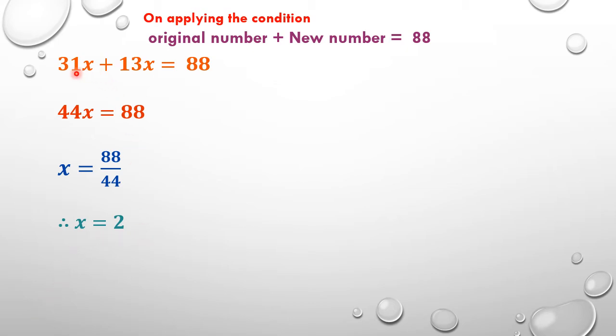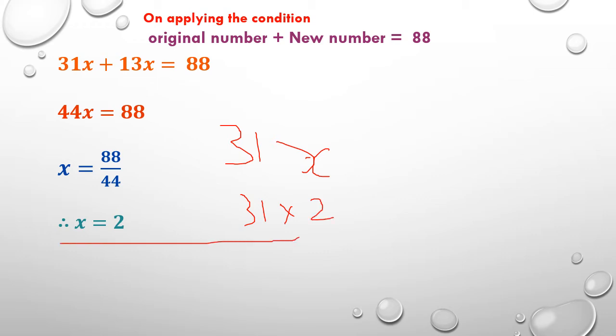Now we are going to find the original number, putting this value x is equal to 2 in this original number. That is what we are going to do. Let me just show you. As it is 31 into x, what will we do? We will multiply this 31 by 2 because we already found out that the value of x is equal to 2. And hence we will get 62.